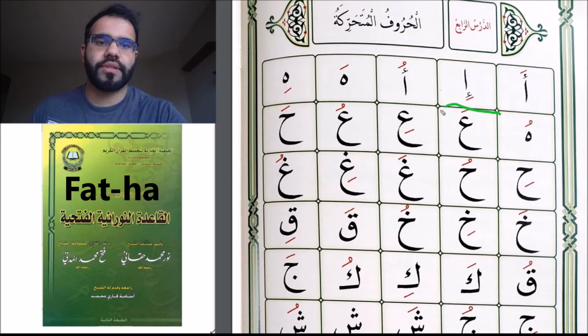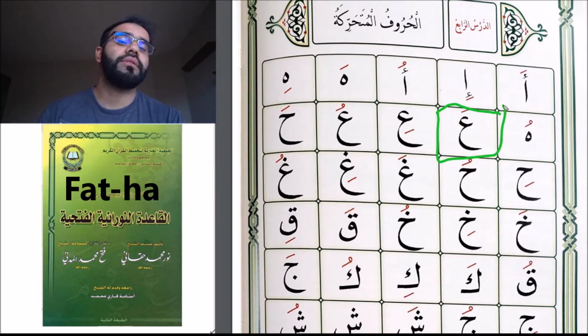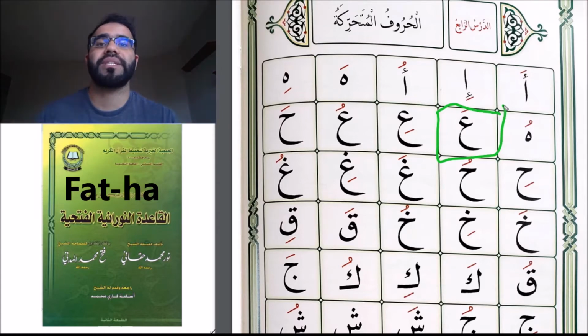Now, moving on. Here's another example of fatha. This letter is called ayn, right? But the sound that ayn makes is just a throat sound. So what you do now is you combine that sound with an a sound. You put them together, it becomes a.